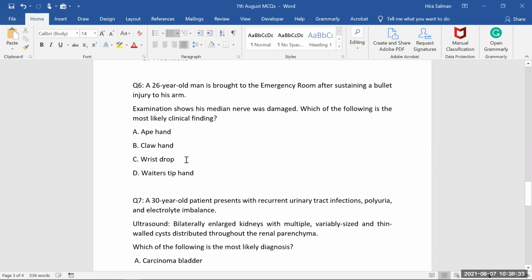Wrist drop usually occurs when there is damage to the radial nerve. So of course, again, this is not the correct answer. Waiter's tip hand, we have already covered this one. Waiter's tip hand is injury to the brachial plexus, C5 and C6. So of course, this is not the answer. So once it says median nerve, you will always think about ape hand because that is the peculiar presentation of median nerve injury.